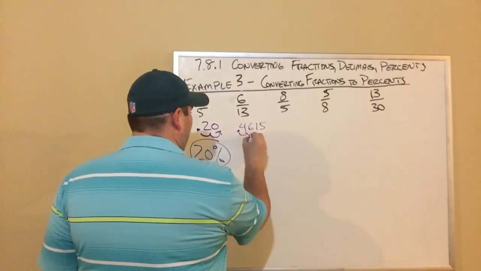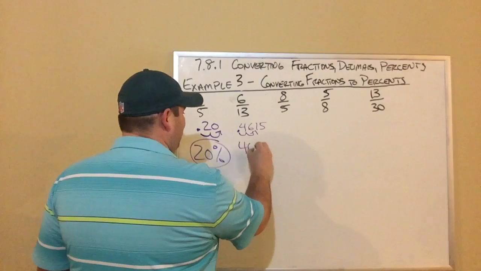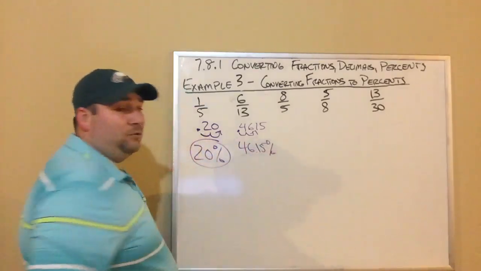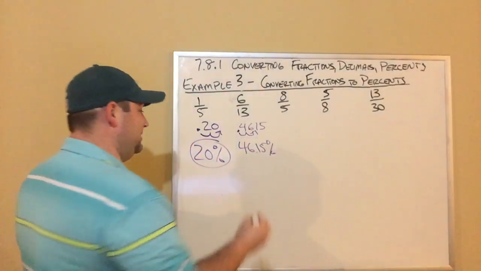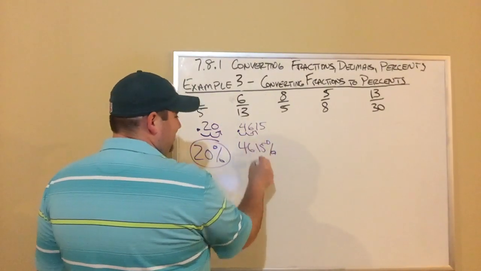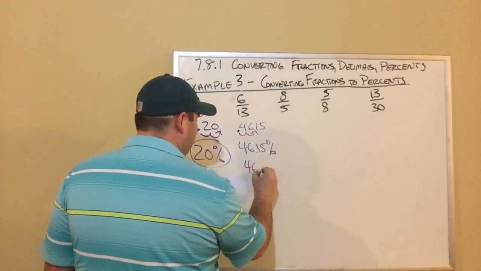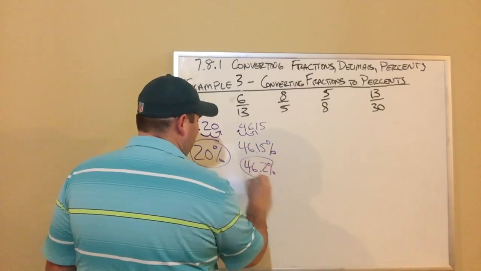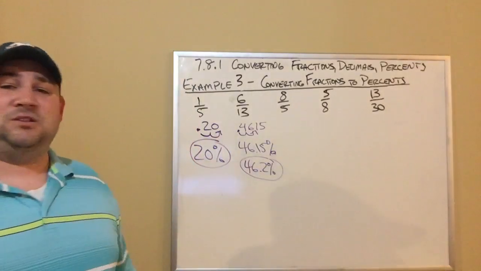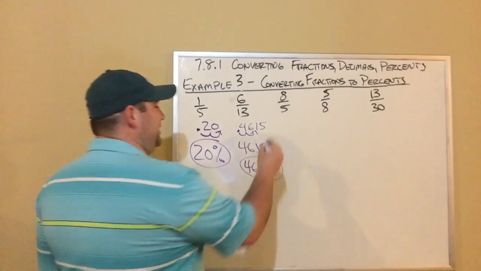So I move my decimal 2 places. That's now 46.15%. But again, I want to round to the nearest tenth for all of these things. So I look at my percent, 0.15, look at the 1, that's the tenth spot. I look at the next number, it's a 5, tells me to round up, so it's 46.2%. 46.2%. So 8/5. You do 8 divided by 5, you're going to get 1.6.